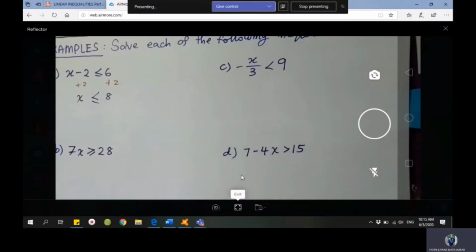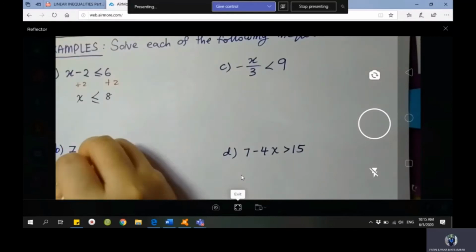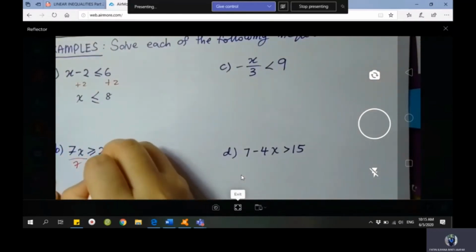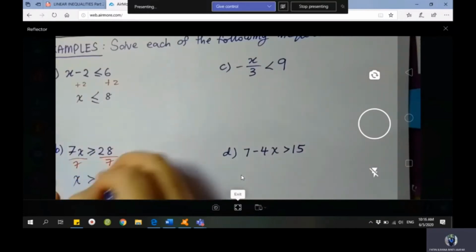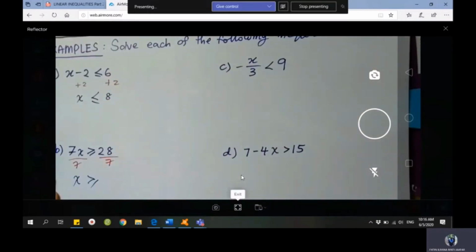to 28. So we have to divide by 7. This side pun divide by 7. So we will get x, 28 divide by 7, we will get 4.